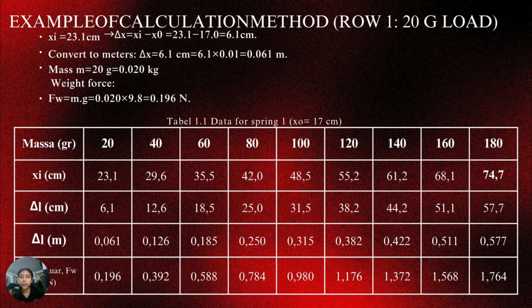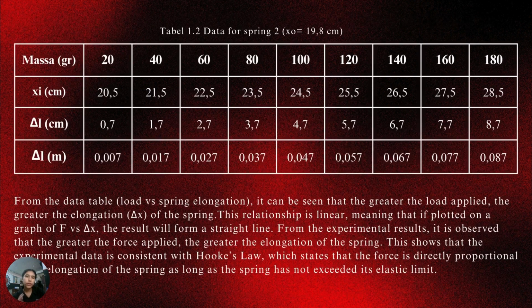Later, all the data points will be plotted in a graph of force versus extension. If the graph forms a straight line, it proves that the spring follows Hooke's law, that the force is directly proportional to the elongation. You can see the table for my calculation for 20, 40, 60, and others. Is this table 1.1? And this is table 1.2. You can pause this video to see my answer.